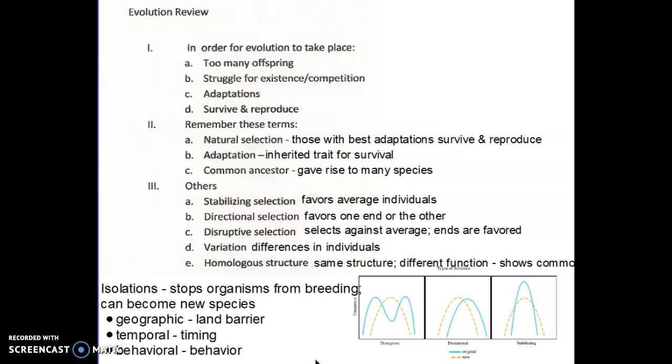Behavioral is also easy. That is some kind of behavior that sets them apart, like a song or a dance or a coloration. And then temporal is the hardest one to remember, just because it doesn't sound like it, but I want you to think of T for timing. So like maybe one flower blooms in the spring and another flower blooms in the winter, so therefore those two flowers would not mate with one another, right?